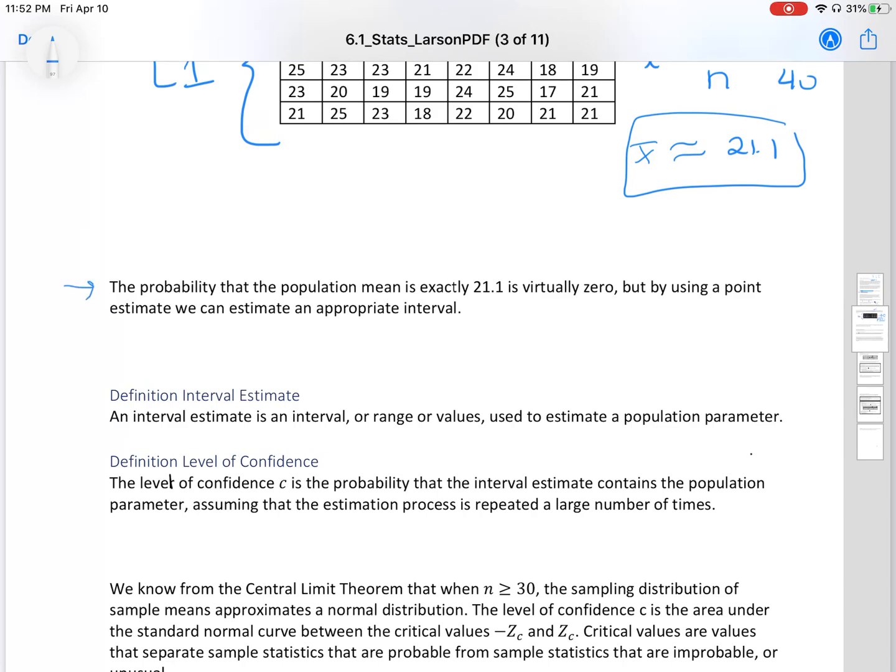Moving forward, the probability that the population mean is exactly 21 is virtually zero, but by using a point estimate, we can estimate an appropriate interval. So we're going to be working with this mean, and we're going to try what works. What is closest to that? We're going to try an interval that works with that.